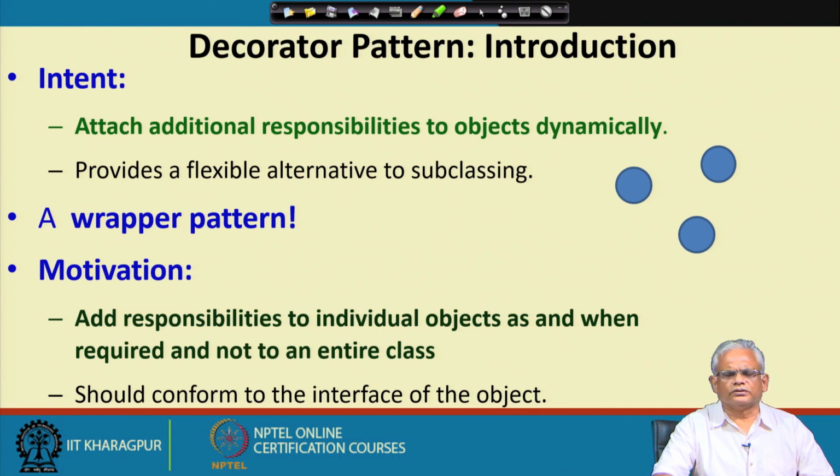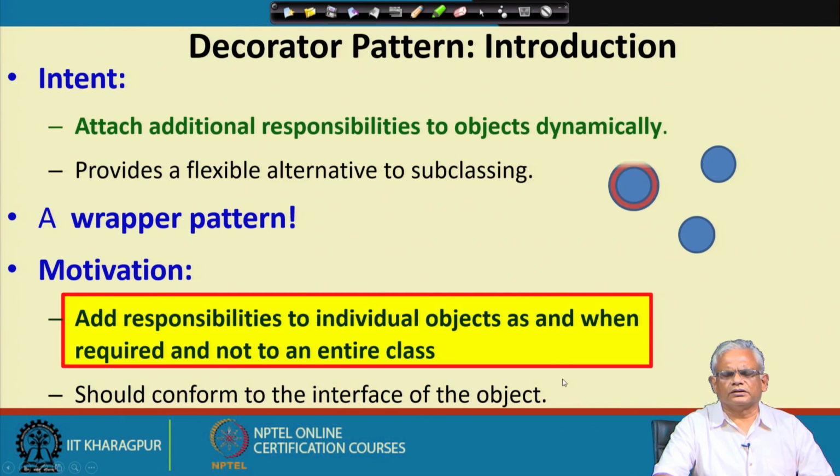And here, once we attach the responsibility, it conforms to the same interface as the object. Let us say we want to attach some additional responsibility to the first object shown in red. We want to attach a different responsibility to this object shown in yellow, another responsibility to this object shown in green. We might also like to add the green responsibility to this object after some time, and so on. A very powerful concept. Let us see how it is done.